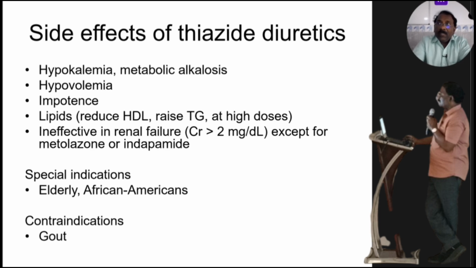They are not lipid-friendly because they reduce HDL, which is a very protective antiatherosclerotic lipoprotein. They raise triglycerides at high dosages. Ineffective in renal failure: thiazide diuretics are contraindicated once the GFR is less than 30. As long as the GFR is good, more than 60, or more than 45, or more than 30, we usually use diuretics like thiazides. But once the GFR is less than 30, you have to stop using thiazide diuretics and start using loop diuretics like furosemide or torsemide.